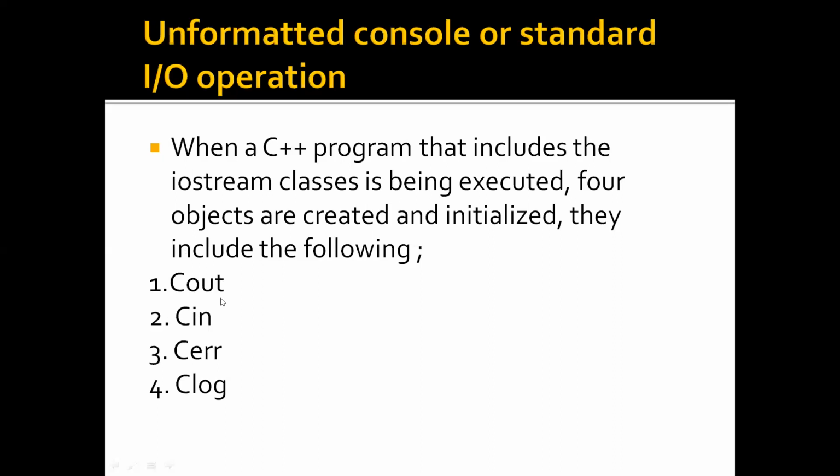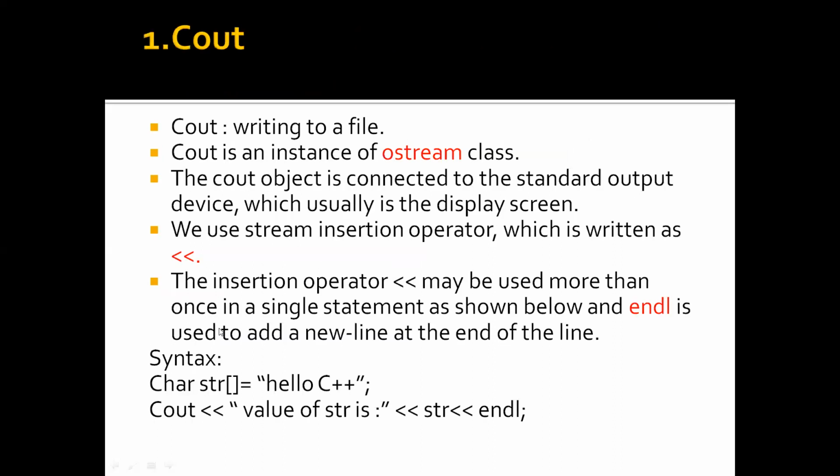We'll discuss each and every object in detail. The first one we'll see is cout. Generally, what is cout? Cout is used for display purposes, writing to a file. When we use cout, we write something to be printed. Cout is an instance of the ostream class.